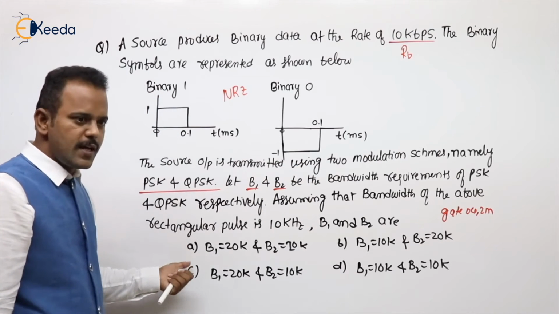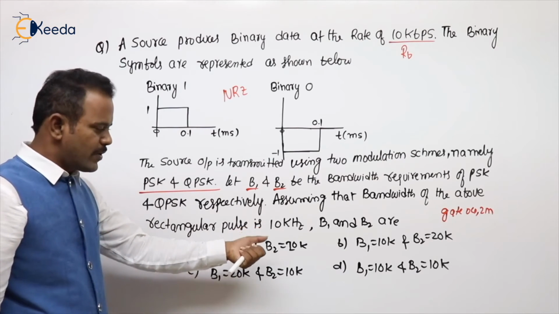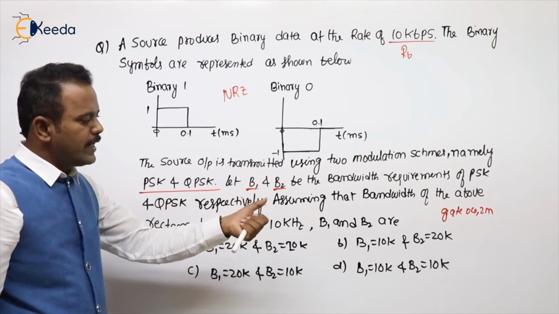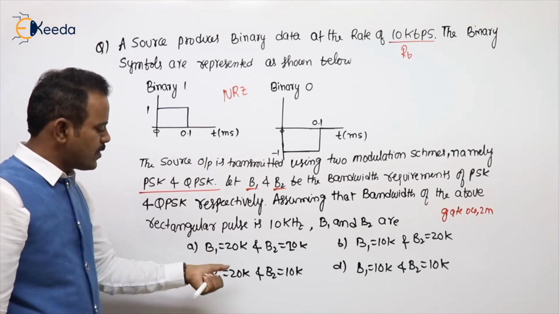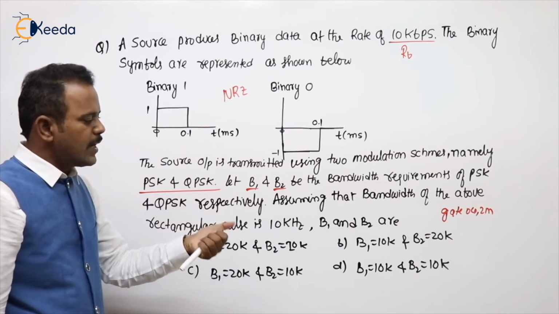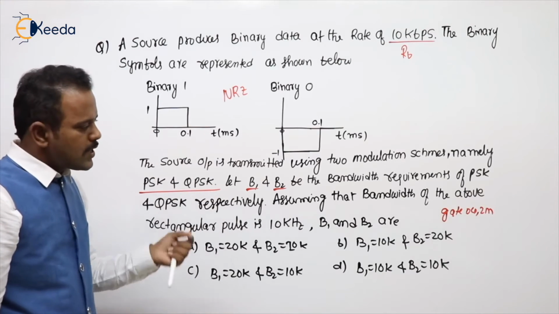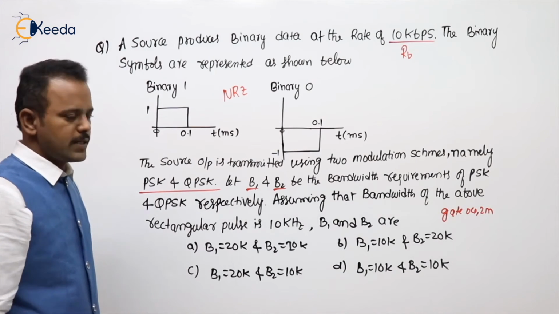The given options are: option A, B1 equal to 20k and B2 is 20k. Option B, B1 is 10k, B2 is 20k. Option C, B1 is 20k and B2 is 10k. Option D, B1 is 10k, B2 is 10k. This is a question asked in the GATE examination 2004 for 2 marks.